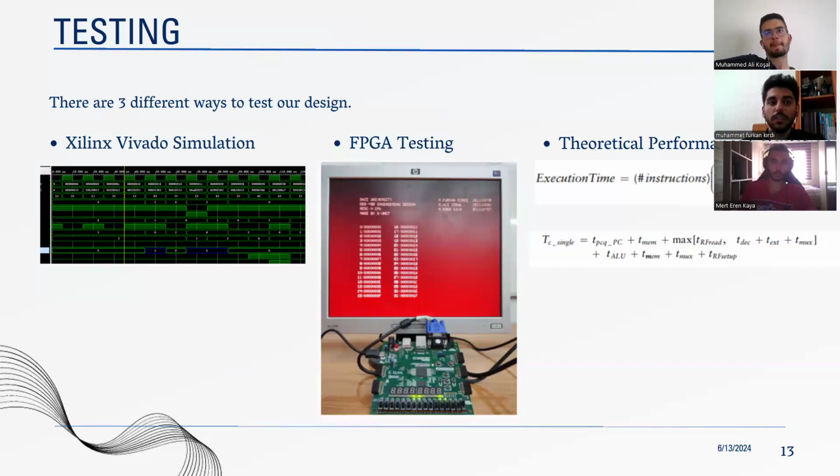Now, I will give you some information about testing and outputs of the processor we designed. We verified our processor in 3 different ways. These are the simulation part of the Vivado application, theoretical calculation with reference to some books, and after selecting a frequency suitable for these 2 results, we run our design on the FPGA board.